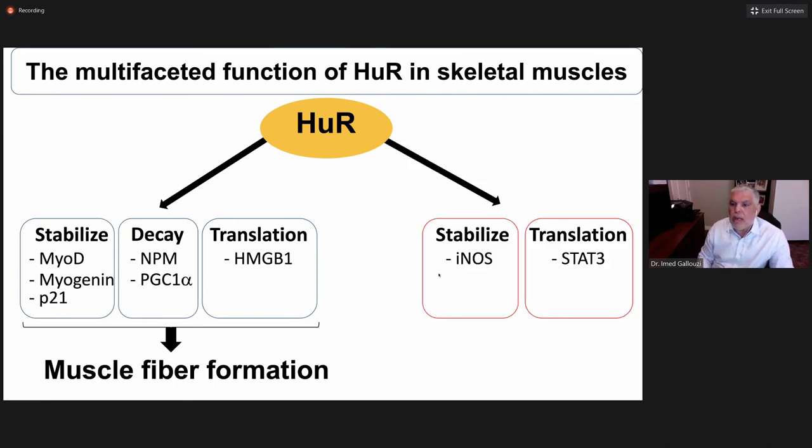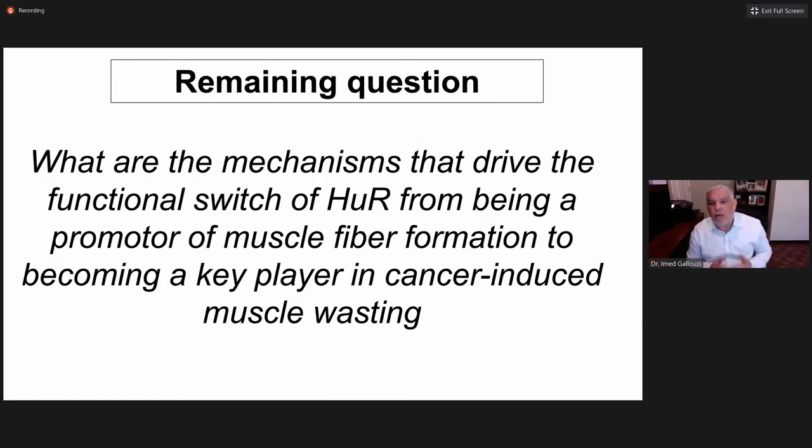Also, HuR, we showed, and unfortunately I didn't have time to show you in our story, stabilizes iNOS message and promotes the translation of STAT3, both of which are key effectors in inducing muscle atrophy, and that will induce muscle wasting. The question that I leave you with: how come the same protein can switch from being beneficial to being deleterious? That's exactly what we are doing these days. And I hope in the coming years, I can come back and tell you what we found.